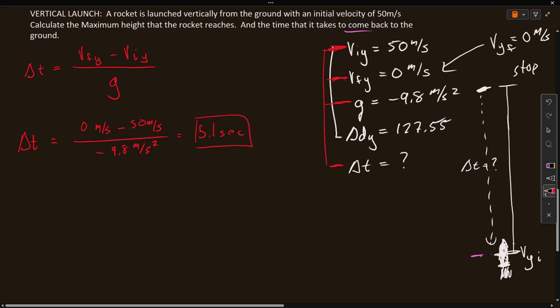All right. That's how long it takes to get to the top. And then to get the full flight time, the full flight time is 5 seconds times 2, which looks like about 10.2 seconds. Okay, there we have it.